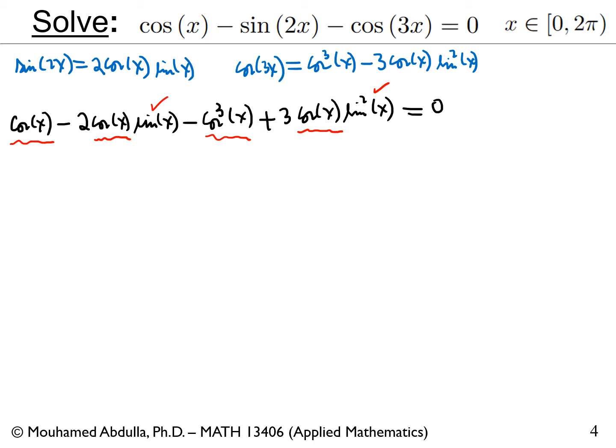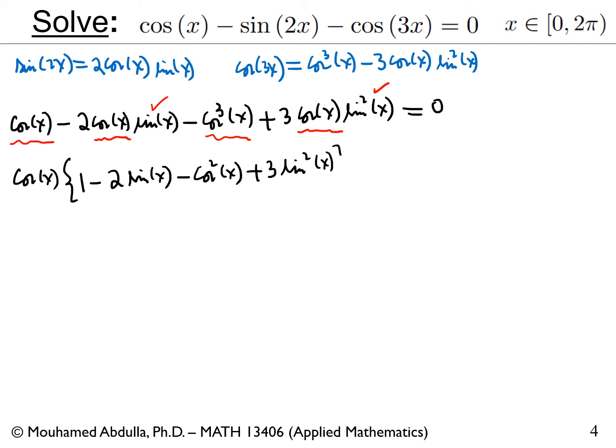We could factor the cosine of x like this. Let's open a bracket, and then we'll have 1 minus 2 sine of x, and then we'll have minus cosine squared of x plus 3 sine squared of x, close the bracket, equals 0. Now at this point, be careful. Do not divide both sides by cosine of x and get rid of cosine of x.